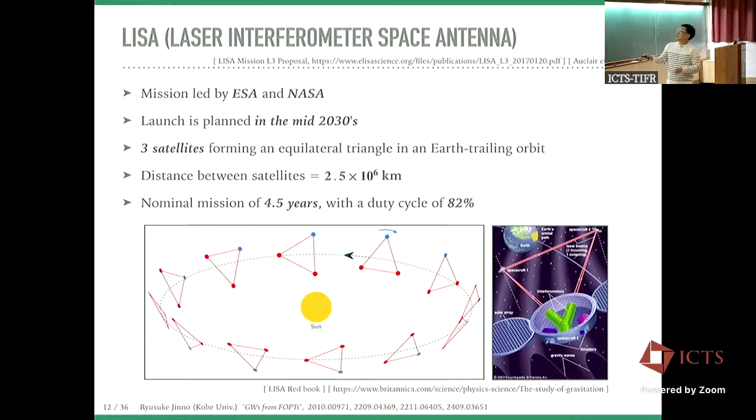in the Earth orbit. And finally, the distance between the satellites is determined to be 2.5 times 10 to the 6 kilometers. And also, some 10 months ago, I think, the mission duration is 4.5 years, and the duty cycle is 82%. These were determined 10 months ago, finally, I think. And you can find the information if you Google with LISA Redbook.